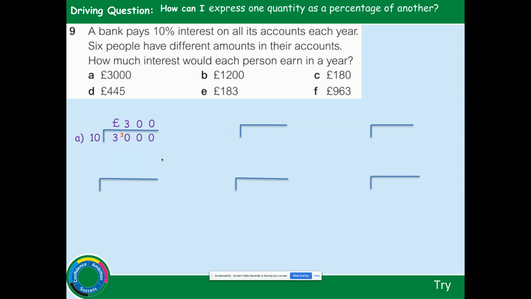Okay, remember we're dividing by 10. 10 into 1 doesn't go, join it to the 2. 10 into 12 is 1, remainder 2. 10 into 20 and 10 into 0. And this is money. 10 into 180, move the digits over one place, is £18.